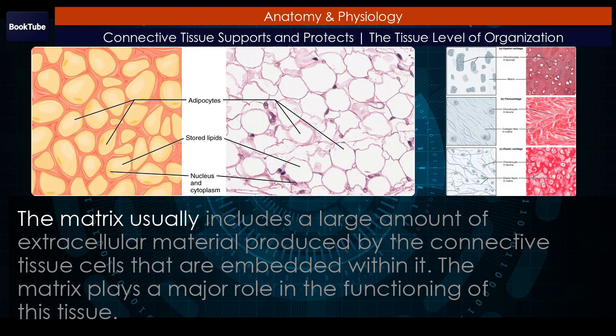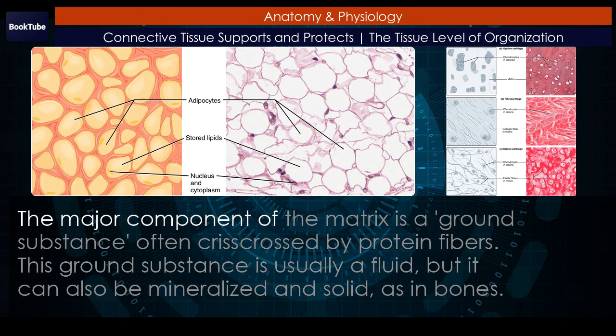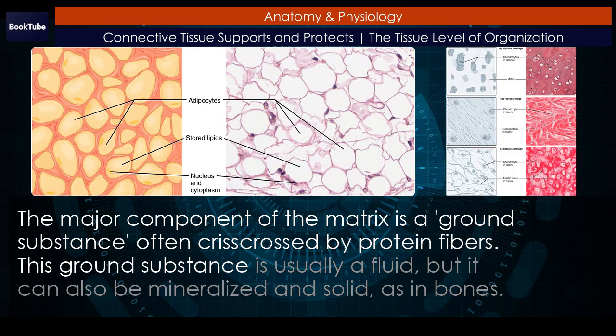The matrix usually includes a large amount of extracellular material produced by the connective tissue cells that are embedded within it. The matrix plays a major role in the functioning of this tissue. The major component of the matrix is a ground substance, often crisscrossed by protein fibers. This ground substance is usually a fluid, but it can also be mineralized and solid, as in bones.